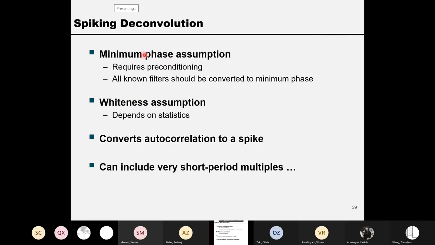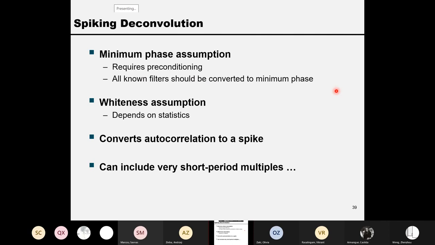Right. So assumption, if we want to do the inverse filter, one of the conditions is the filter should be minimum phased. And then you can do the inverse, right? If it's not minimum phased, it's not an ideal situation, you need to do so-called preconditioning, right? One of the steps is to try to convert the filter to be minimum phased, right?